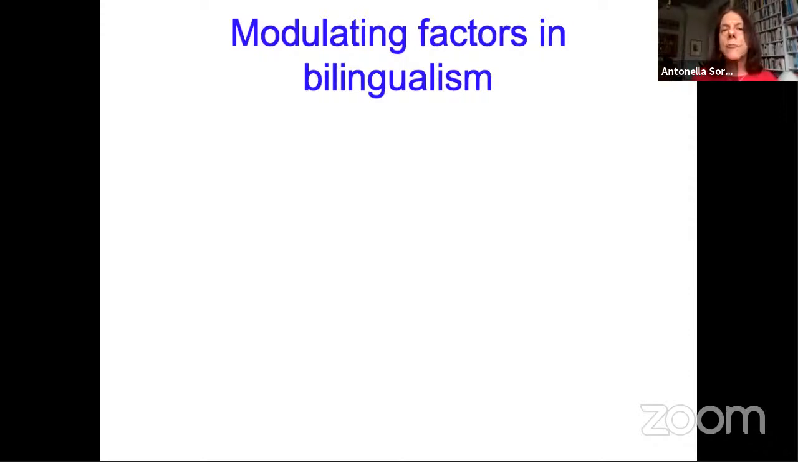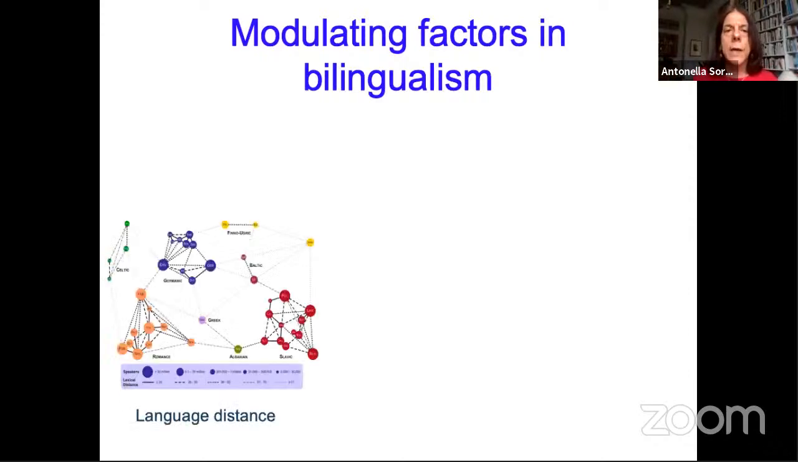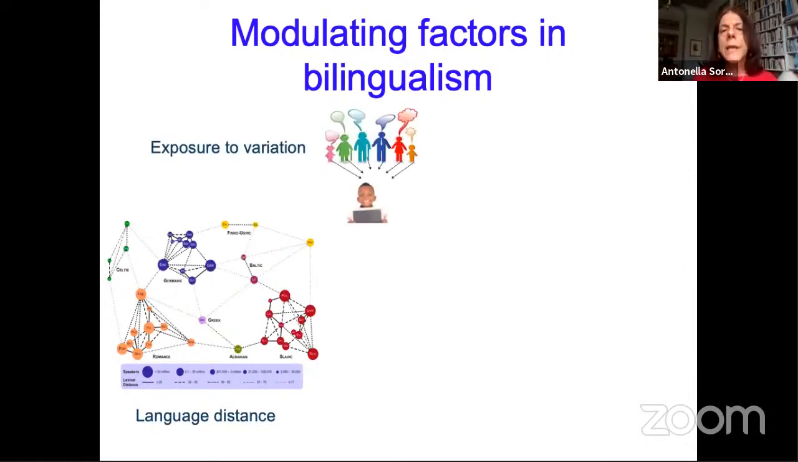So there is a range of modulating factors in bilingualism: language distance, as we've just said, and exposure to variation. So how many speakers is a child, for example, acquiring those languages exposed to? We know that exposure to normal variation, so people who naturally speak in different ways, is very important from the point of view of acquisition.